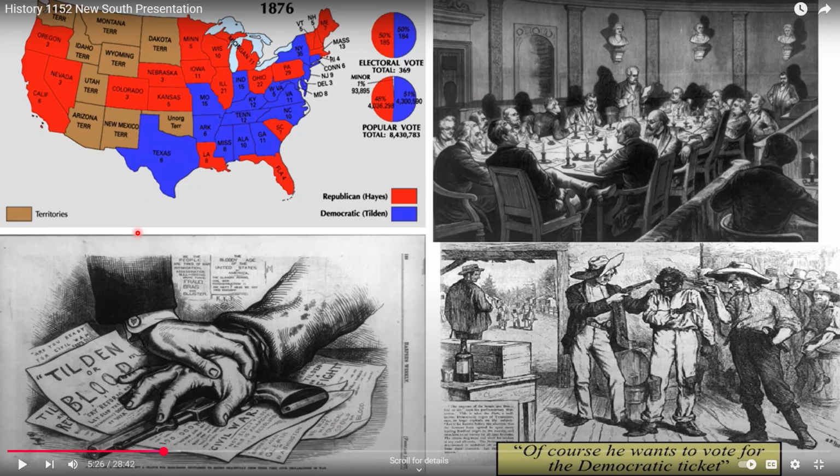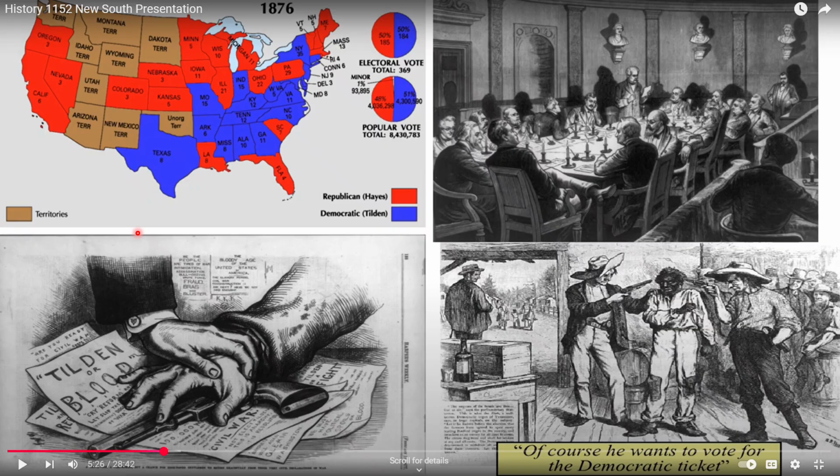So what happened was this. It was a very close election. Samuel Tilden was actually winning. The Democrats were winning in the popular vote, and it was very, very close in the Electoral College. And what was going to happen was it was going to come down to 3 states: South Carolina, Florida, and Louisiana. These states had the last federal troops, the last U.S.